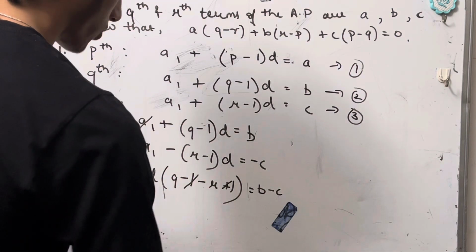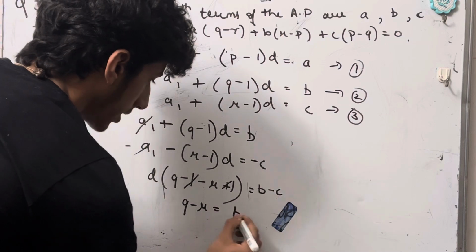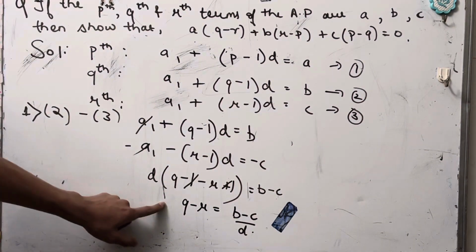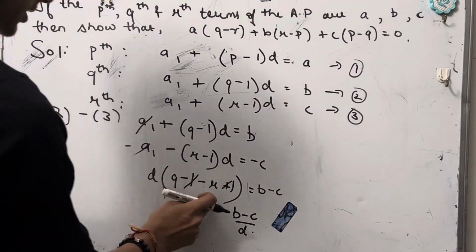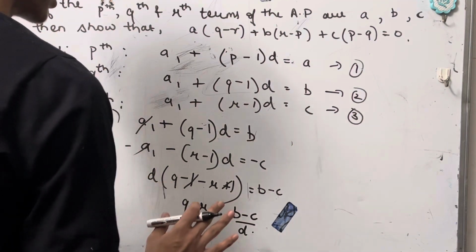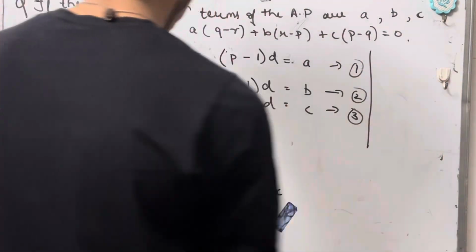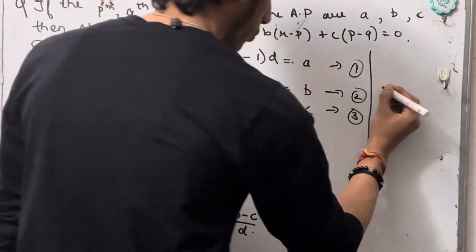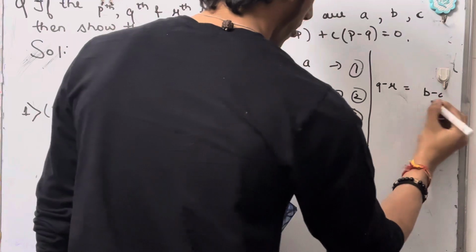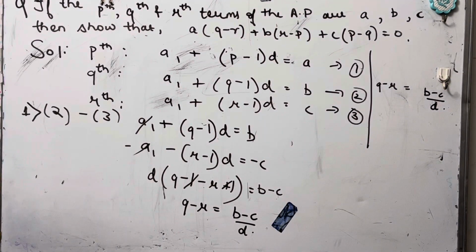So I got the value of Q minus R. The value of Q minus R is equal to (B minus C) upon D, right? Please check the value of Q minus R. We have got it as (B minus C) upon D. So we will write the value over here, because I will need to erase this. So the value of Q minus R is equal to (B minus C) upon D. Now we move on to the next part.